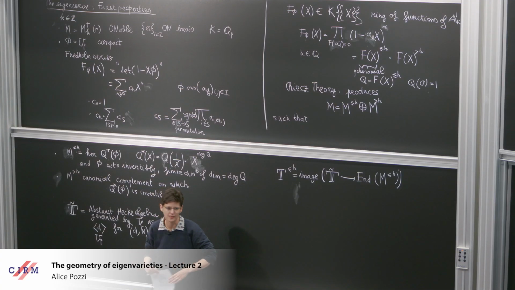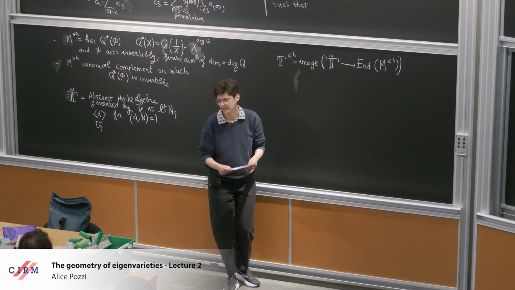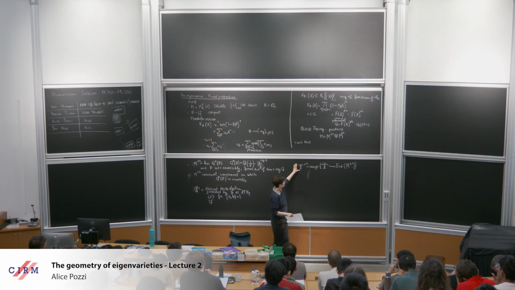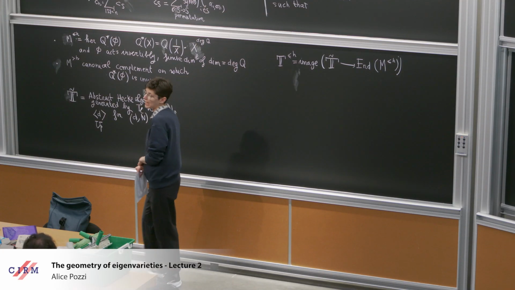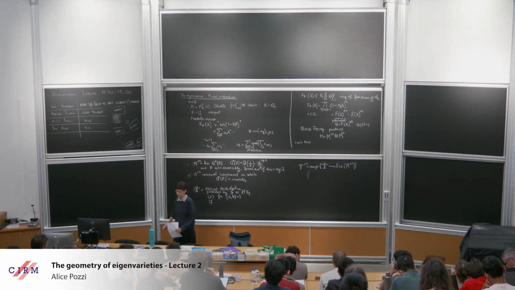So this actually makes sense. Great. So what is the upshot? If I fix a weight k, classical in the setting, I can do this construction, and I'm going to have a finite dimensional Hecke algebra. I can study its points. Its points are going to correspond to systems of Hecke eigenvalues.